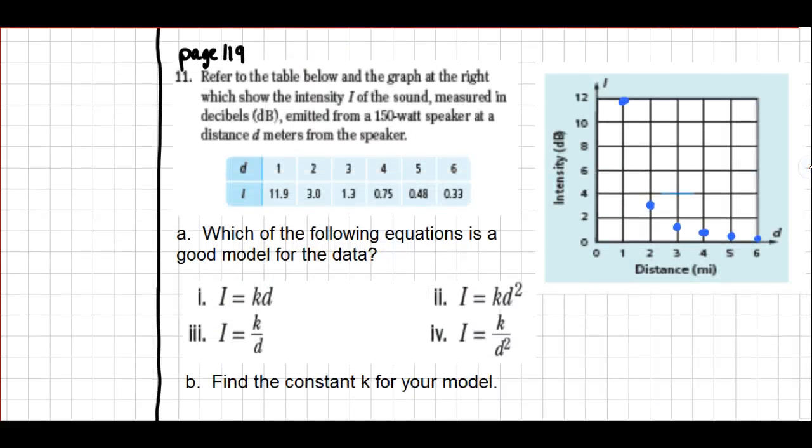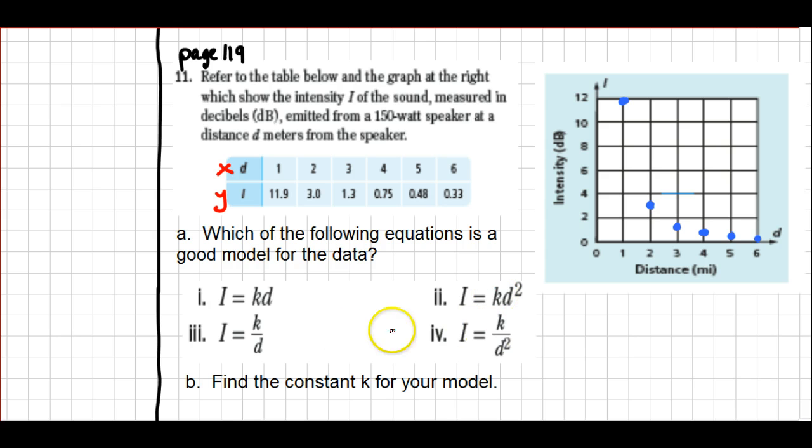So the next thing we're going to do is just look at number 11 in the homework and answer that question kind of together here on the video. So let's just read through the question. Refer to the table below and the graph at the right, which show the intensity of the sound, measured by decibels, emitted from a 150 watt speaker at a distance d meters from the speaker. So the d values here, those are our independent variable, or the x, and the I, or the intensity, is the dependent, or the y variable.